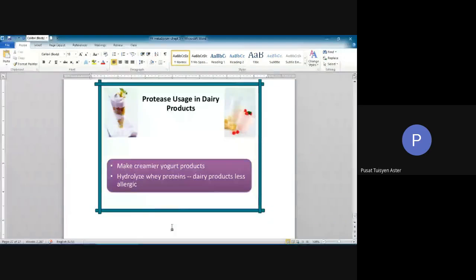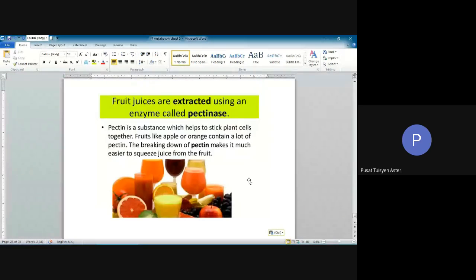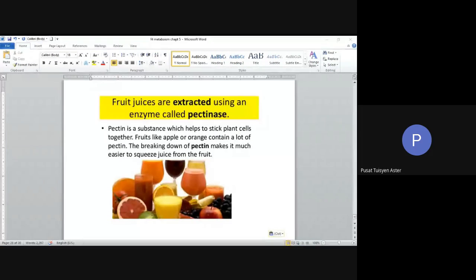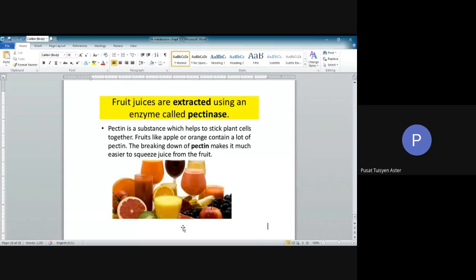Here is another example that I would like to share. This is fruit juices. Fruit juices are extracted using an enzyme called pectinase. Pectin is a substance which helps to stick plant cells together. Fruits like apple and orange contain a lot of pectin. The breaking down of pectin makes it much easier to squeeze the juice out. So logically, they want to get the juice from the fruit, so they use pectinase.